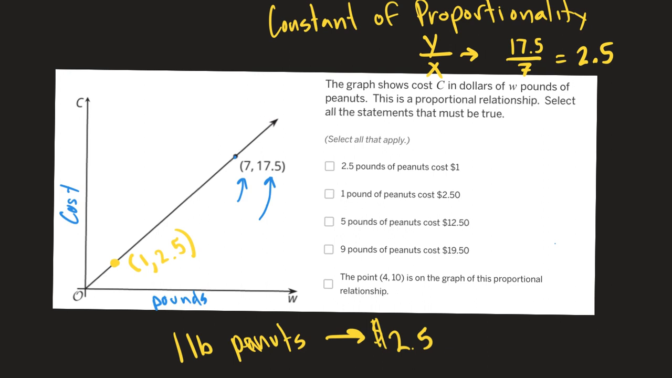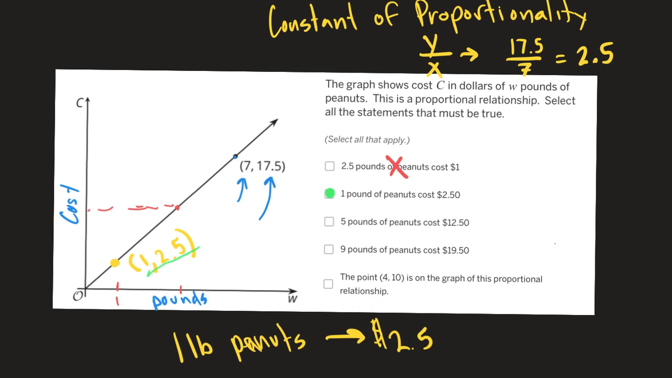Now we're going to go through our questions and look at which one could be true. 2.5 pounds of peanuts cost $1. That's not true. Here's 1 pound of peanuts, and 2.5 pounds of peanuts are way up there, so their cost is going to be more than the cost of 1 pound. So this one does not make sense. That is not an option. Now, 1 pound of peanuts costs $2.50. That is true because that is our constant of proportionality.